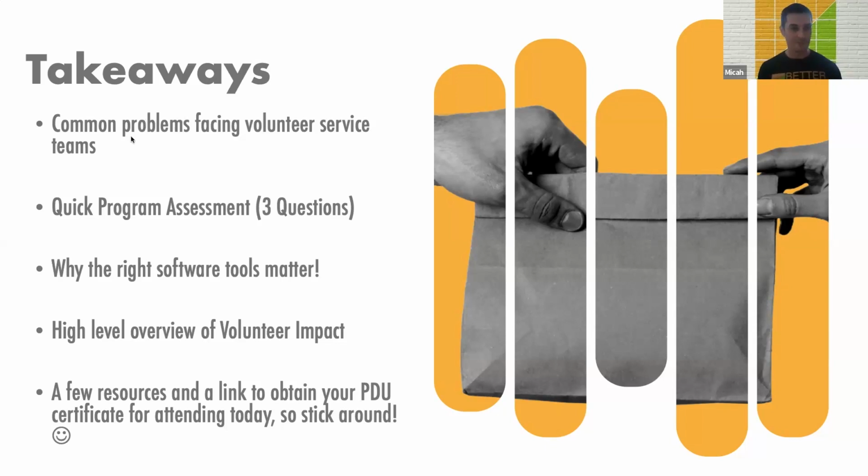Let's talk about what we'll be going through in this session today. We'll be discussing some of the common problems that volunteer service teams are facing. We all do different types of roles with different volunteer programs, but we'll find there are some commonalities in terms of challenges. We'll do a quick Zoom poll, a little questionnaire with 3 questions about assessing your program, and discuss a brief survey from G2 on why the right software tools matter. And then the bulk of today's session will be a high-level overview of Volunteer Impact software, leaving some time for Q&A at the end.